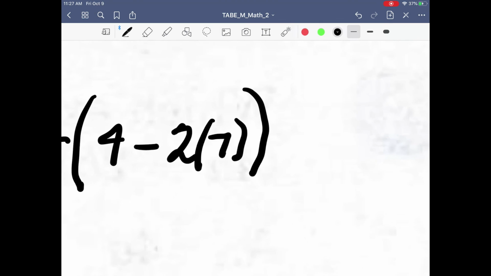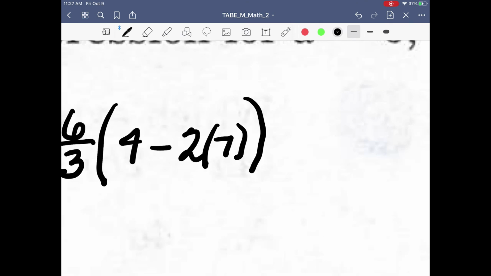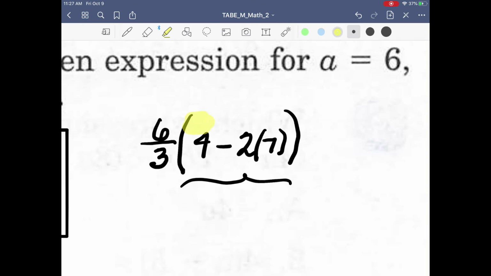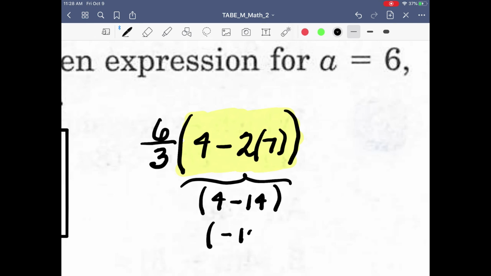But we know that we have to do parentheses first. So I'm going to focus right here. And I'll tell you what, because this one is so complicated looking, let's just highlight what we're doing. This is the first step. So I have 4 minus 14. Not finished yet. Put that in your calculator and you'll get a negative 10. So this yellow part comes down to be a negative 10.